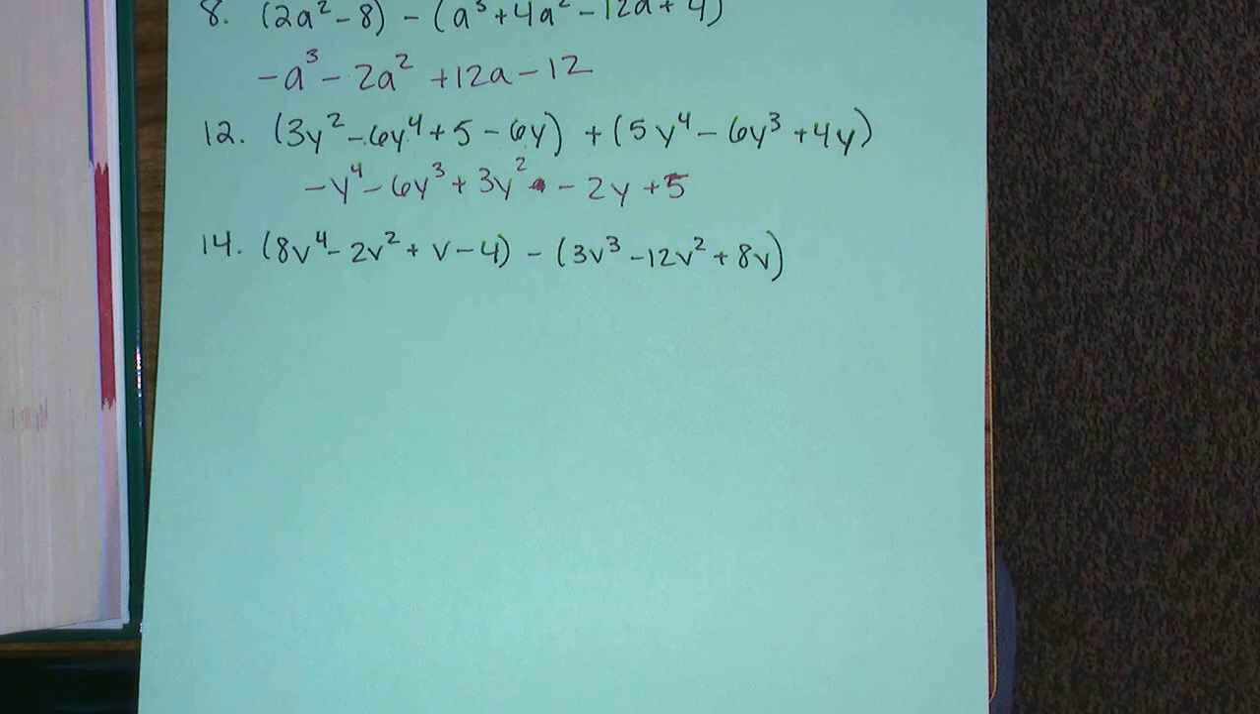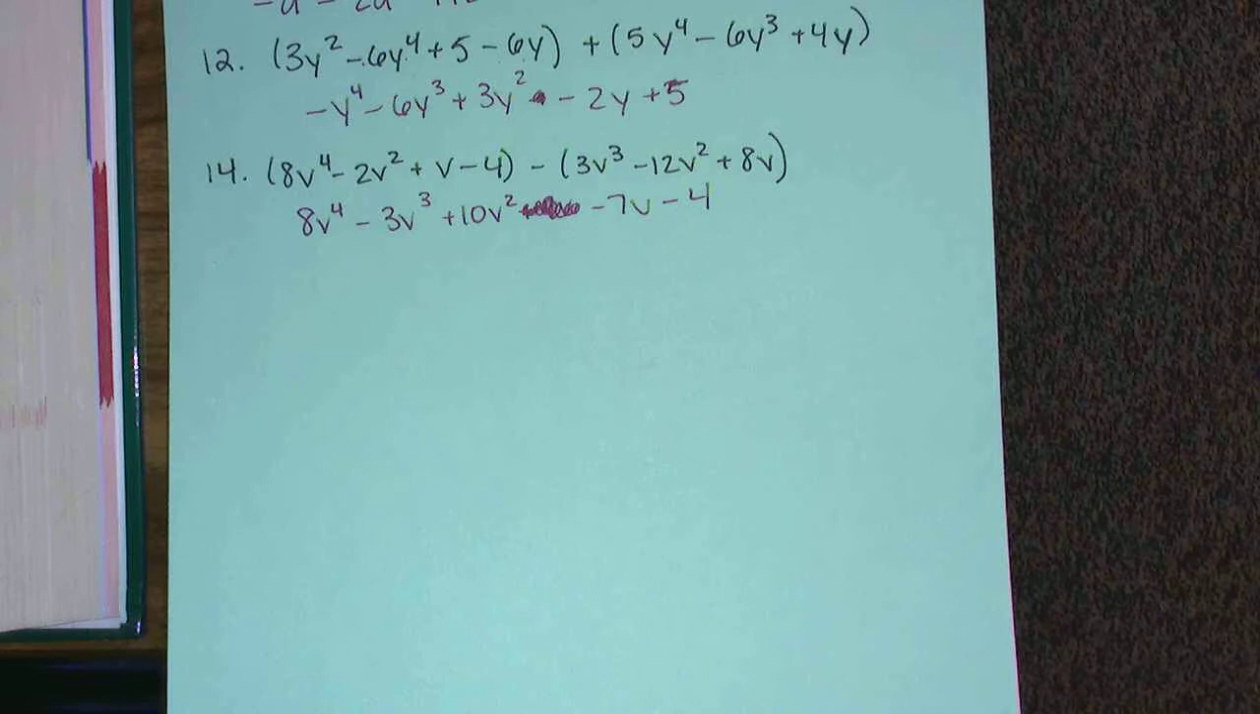Alright. Do we have an answer? What do we get? Yep. 8v to the fourth minus 3v cubed plus 10v squared minus 7v minus 4. Alright, we good on adding and subtracting? Cool. Let's multiply then.